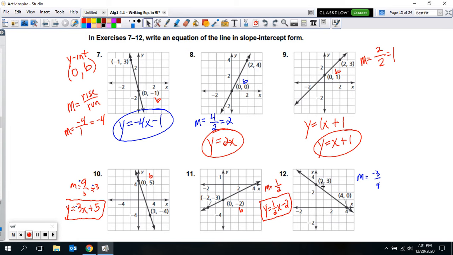And then our b right here, 0, 3. So 3 is the y-intercept. It's where it crosses the y-axis. Right? That's our y-intercept there, at 3. And so your answer should say y is equal to the slope, -3/4 x, and then plus 3, because it is positive. So there's our answer for that one. Hopefully you got that one correct.